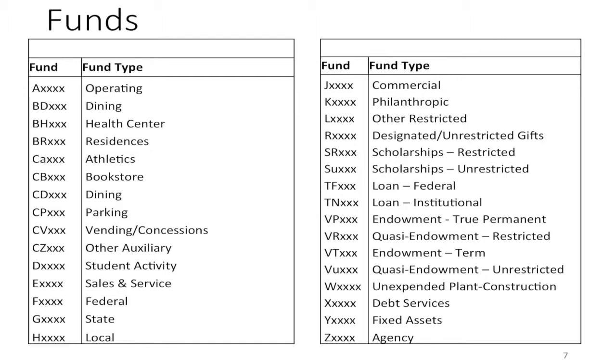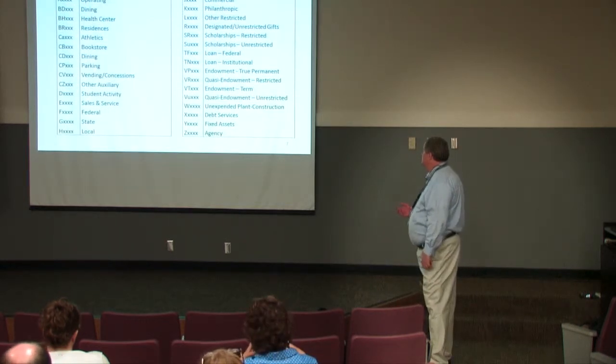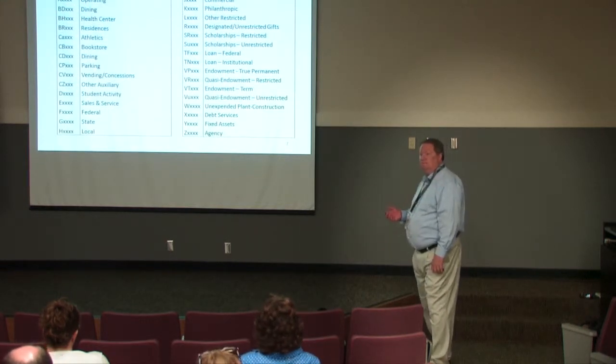Now, there may be a small population here at Aiken that even deals with this. But when you see an SR, that tells you it's a restricted scholarship. And when you see the SU, there's an unrestricted scholarship. All right?